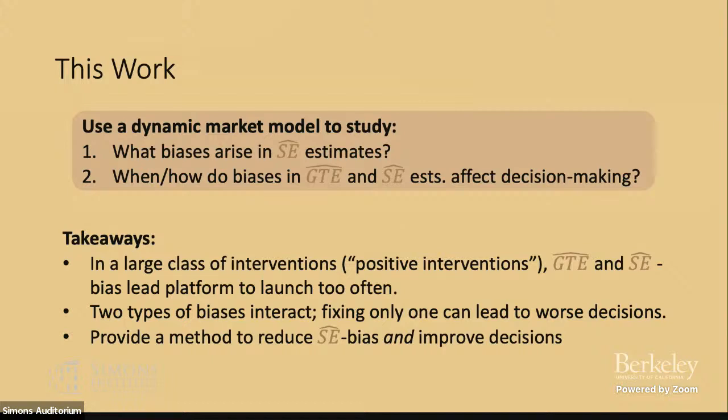So takeaways from this talk, the results that we find are that in a large class of interventions called positive interventions, which I'll define later, this treatment effect bias and standard error bias cause a platform to launch too often. There are interactions between these two biases, and sometimes fixing one bias can actually hurt your decisions. But we do provide a method to help reduce the standard error bias that also improves your decisions later on in the pipeline.